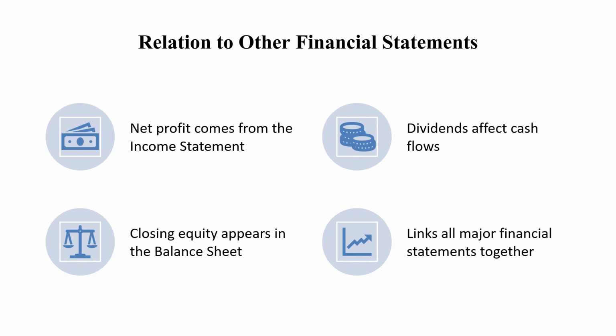The statement of changes in equity is closely connected to the other financial statements. For example, the net profit shown in this statement comes directly from the income statement. Dividends paid to shareholders are also reflected in the cash flow statement since they involve cash payments. Finally, the closing equity balance appears in the balance sheet under shareholders' equity.